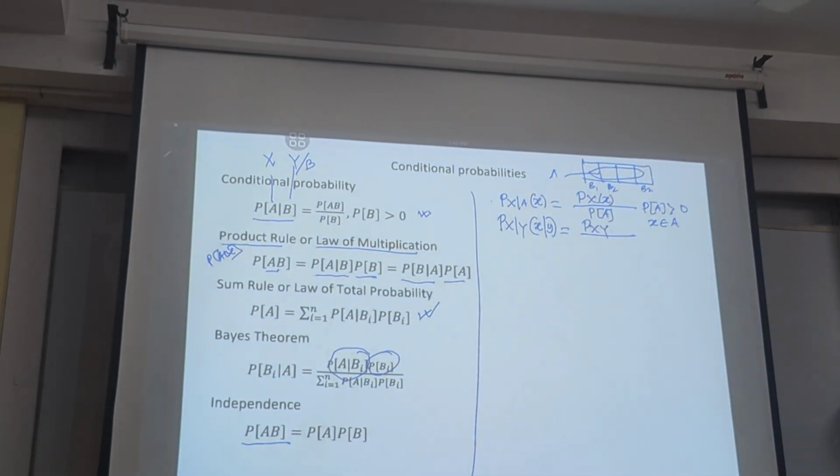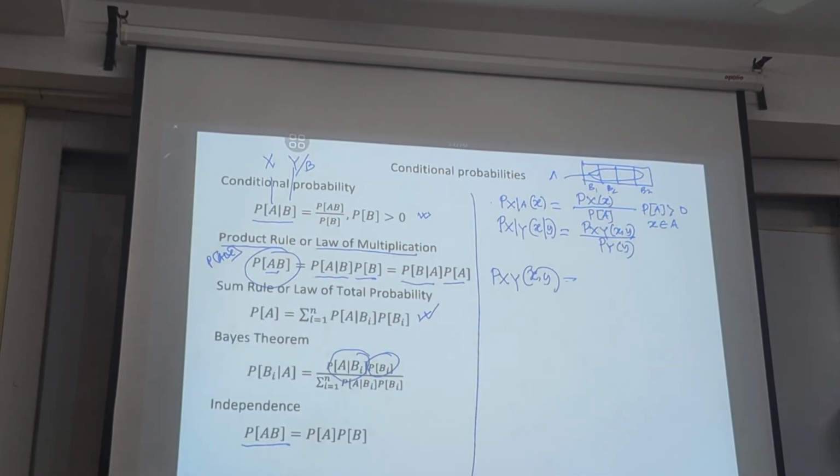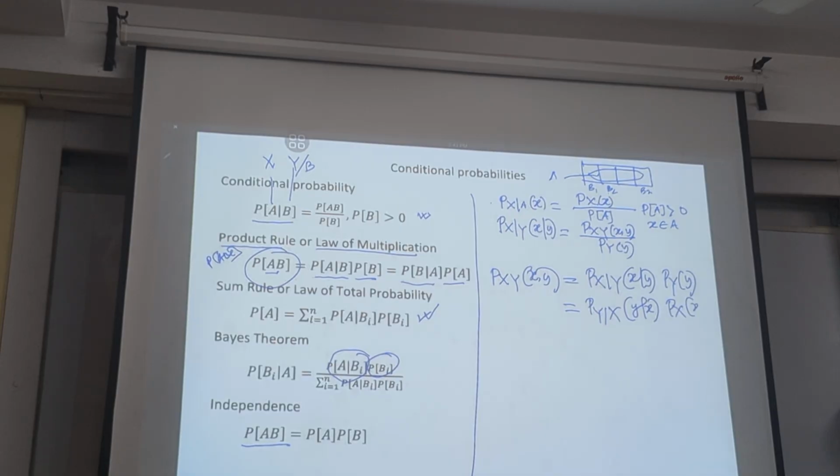The conditional probability of x given y is the joint probability of x and y divided by the marginal probability of y. Similarly, the conditional probability of y given x is the joint probability of x and y divided by the marginal probability of x. Then, following this, we have the product rule. The joint probability of x and y is the product of the conditional probability of x given y times the marginal probability of y. Also, you can write the conditional probability of y given x times the marginal probability of x.